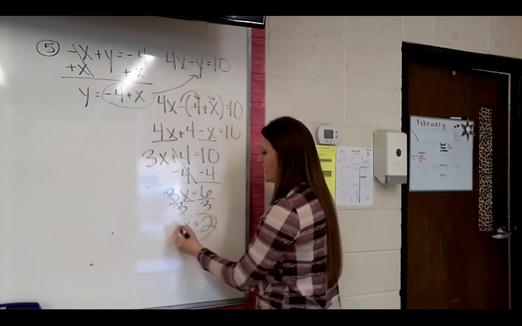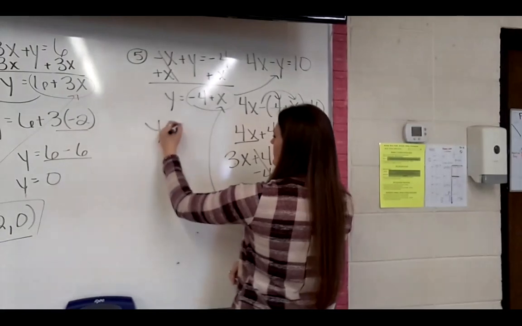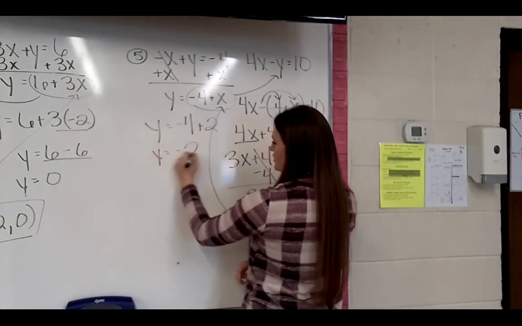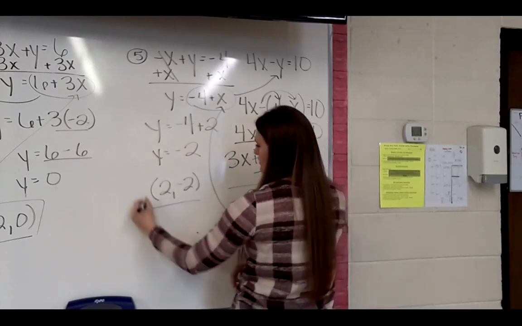So I take that, plug it in for x on the other equation. That's pretty simple. -4 plus 2 is -2. So my solution is the point 2, -2.